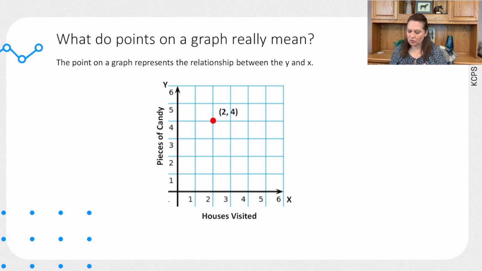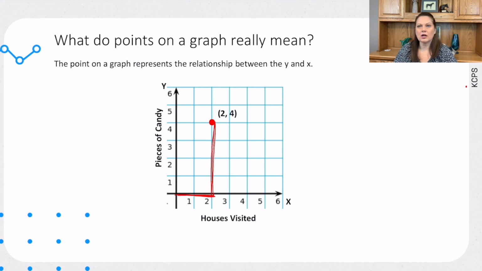I used Halloween as our example because it's coming up shortly. As I look at my graph, I'm going to go over 2, and that means I'm going to visit 2 houses. And then I'm going to go up 4, meaning each of those houses is going to provide a total of 4 pieces of candy.